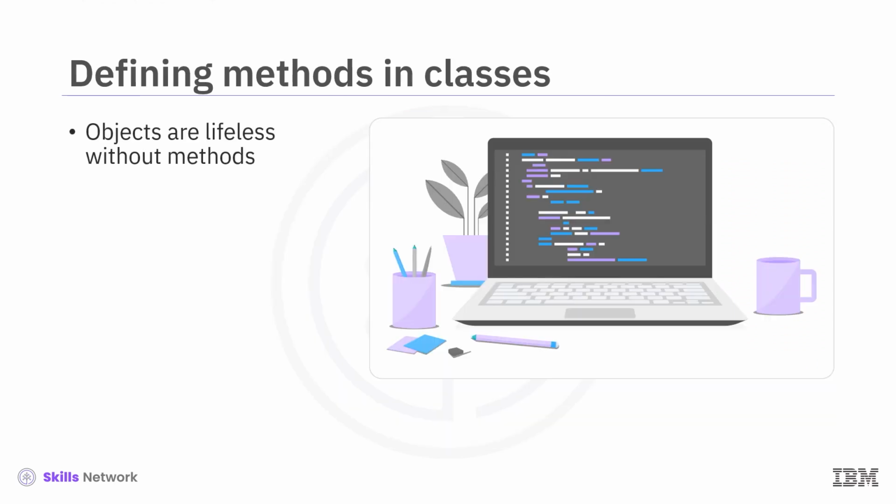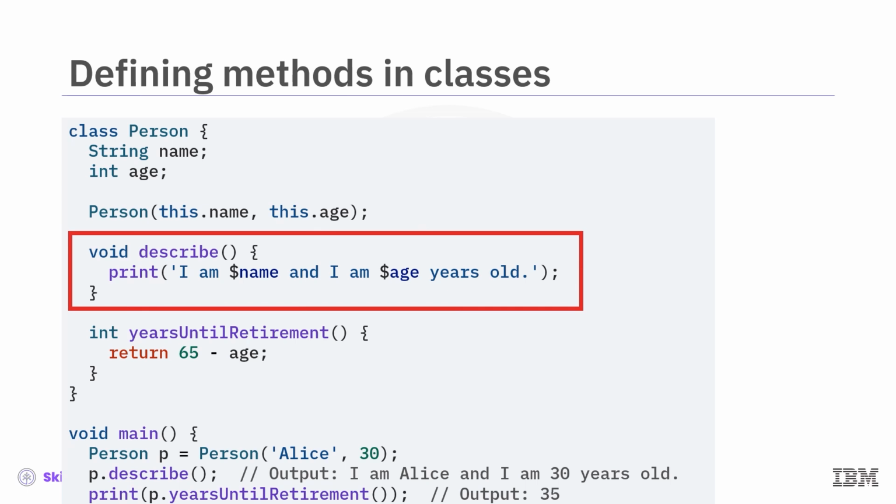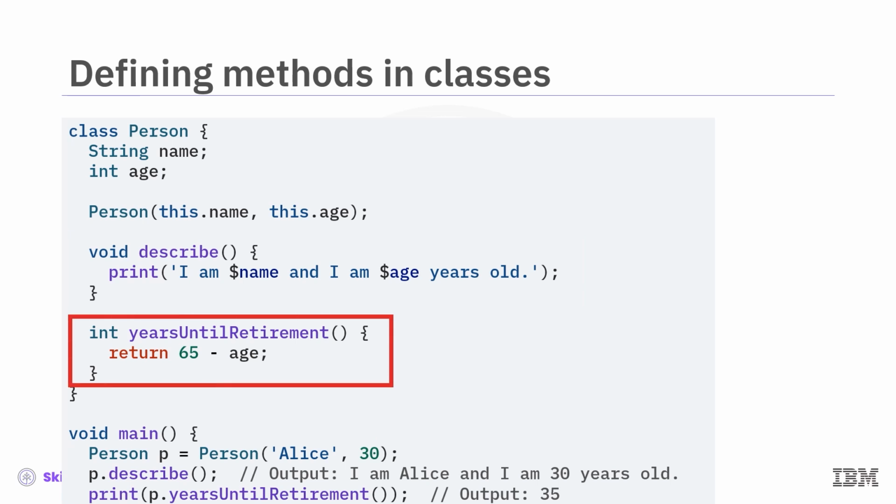The objects you create are lifeless without methods. Introduce methods in your class to define an object's behavior and actions. Here, a method named describe is defined to print a person's description. These code lines extend the person class to include a method named years until retirement. This method calculates a person's years until they reach the retirement age of 65.